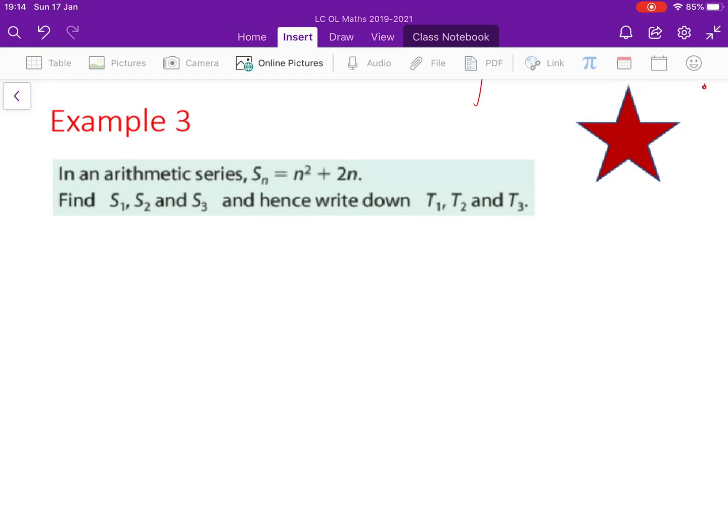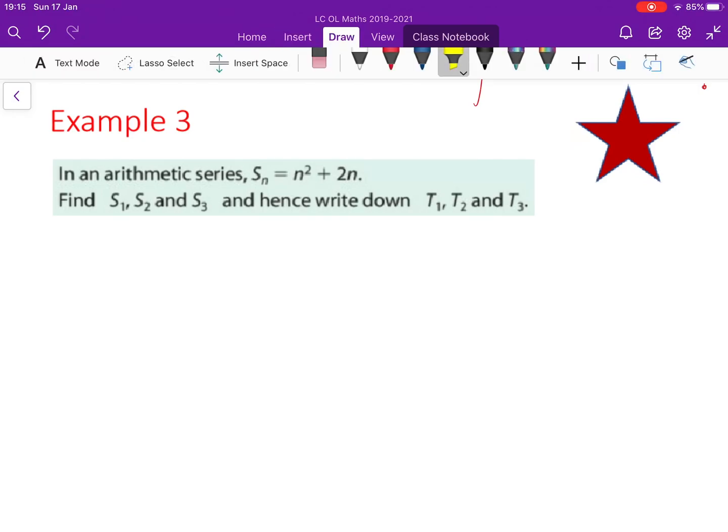In this example on arithmetic series, we're told what S of n is, and then we're asked to find S1, S2, S3, and therefore write down T1, T2, and T3. So we know that S means sum, and we know that T means term. So the first part is fairly okay. All we need to do is sub in our values of 1, 2, and 3 into our formula.